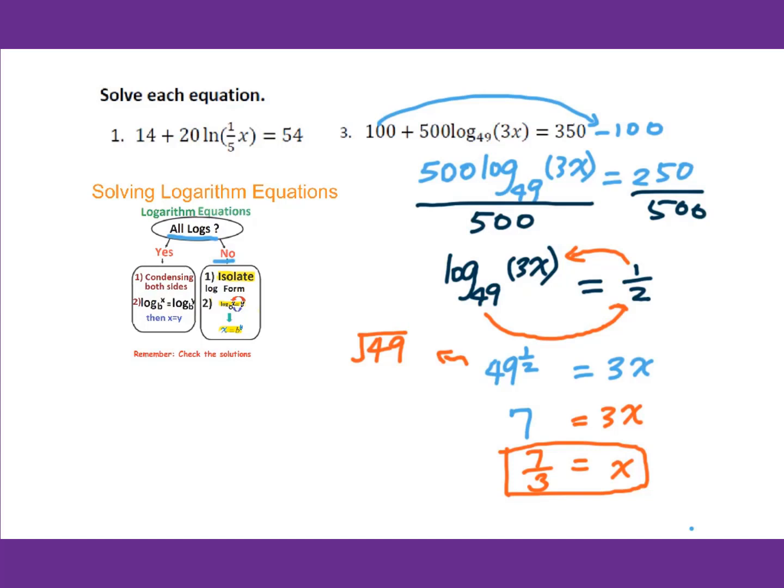Then you need to check the solution. You have 7 over 3. The only argument is 3x. So we plug in, and we get a positive. That means this is the solution.